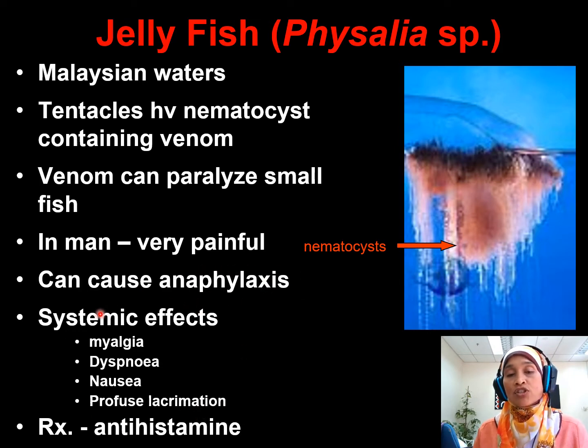Some of the presentations of jellyfish poisoning would be myalgia, which is aches and pain, shortness of breath, nausea, and lacrimation. Now, all these would be consequences of not purely neurotoxin, but other types of toxins as well. If it is a simple sting and clinically the patient is stable, the patient may just be given antihistamine to get rid of the itchiness and the stinging pain.